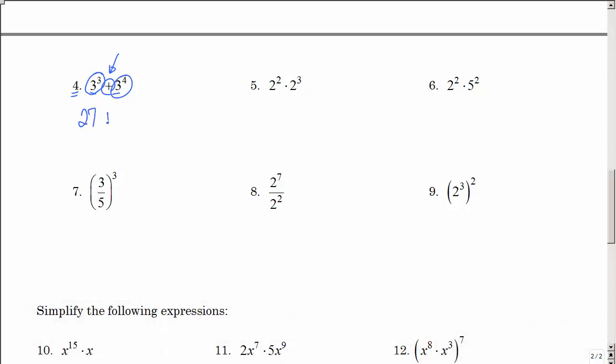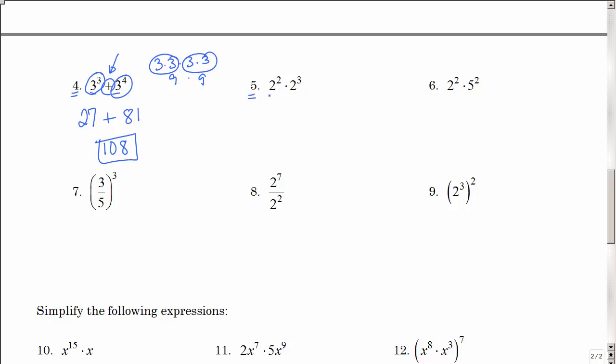That's 27. And 3 to the fourth power would be 3 times 3 is 9, 3 times 3 is 9, that's 81. And then I would add those together, so I would get 108. So I didn't use any properties because there just isn't one.